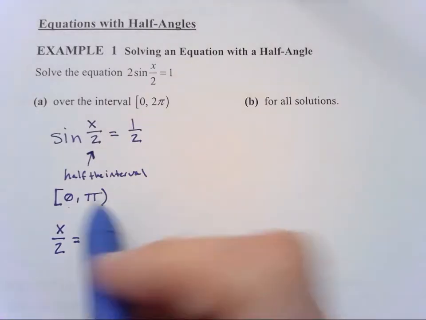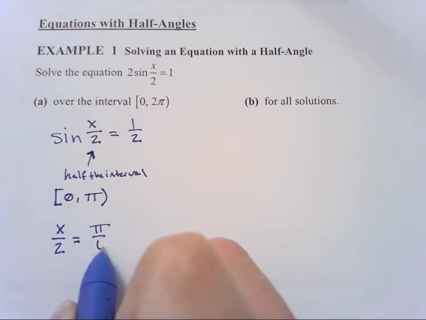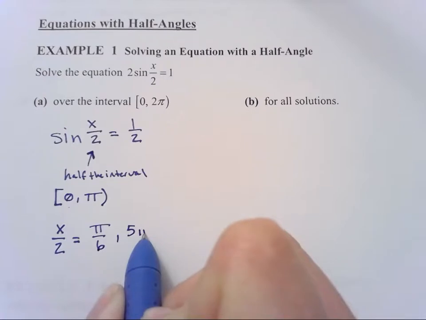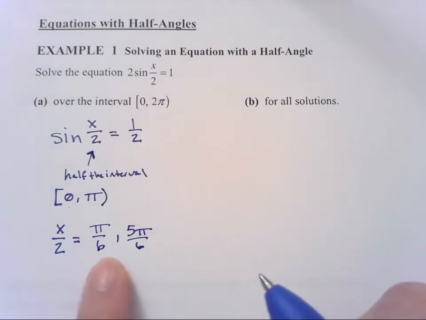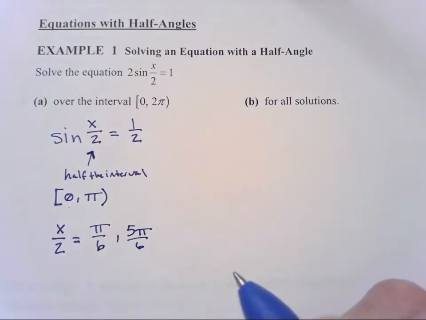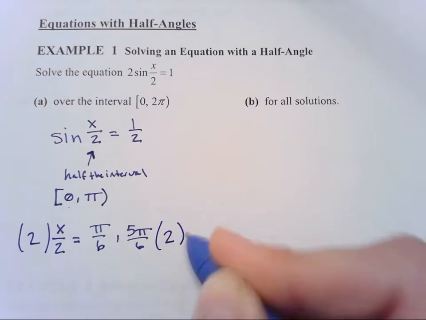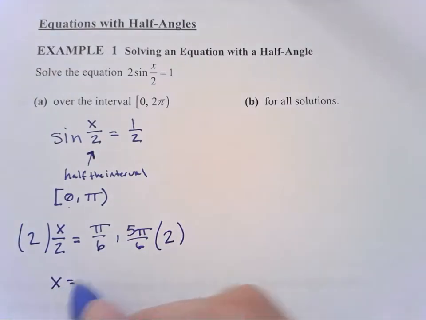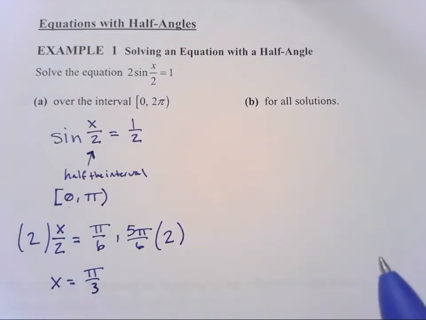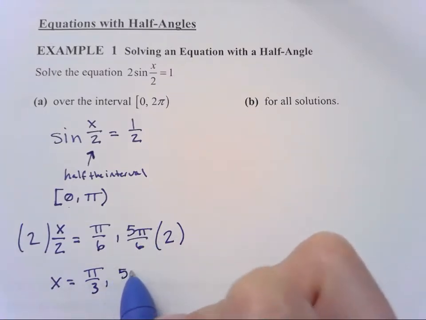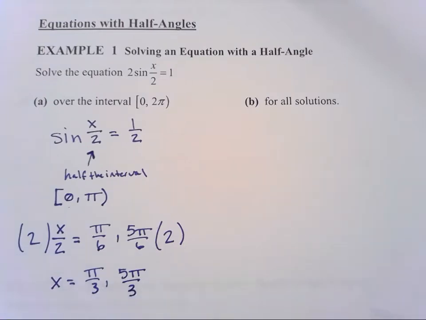Well, that's pi over 6 and 5 pi over 6. Both of those are less than pi. Okay. Now, I got to finish solving this equation. I'm going to multiply both sides by 2. That's going to give me x equals 2 pi over 6, or pi over 3, and 2 times 5 pi over 6, or 5 pi over 3.